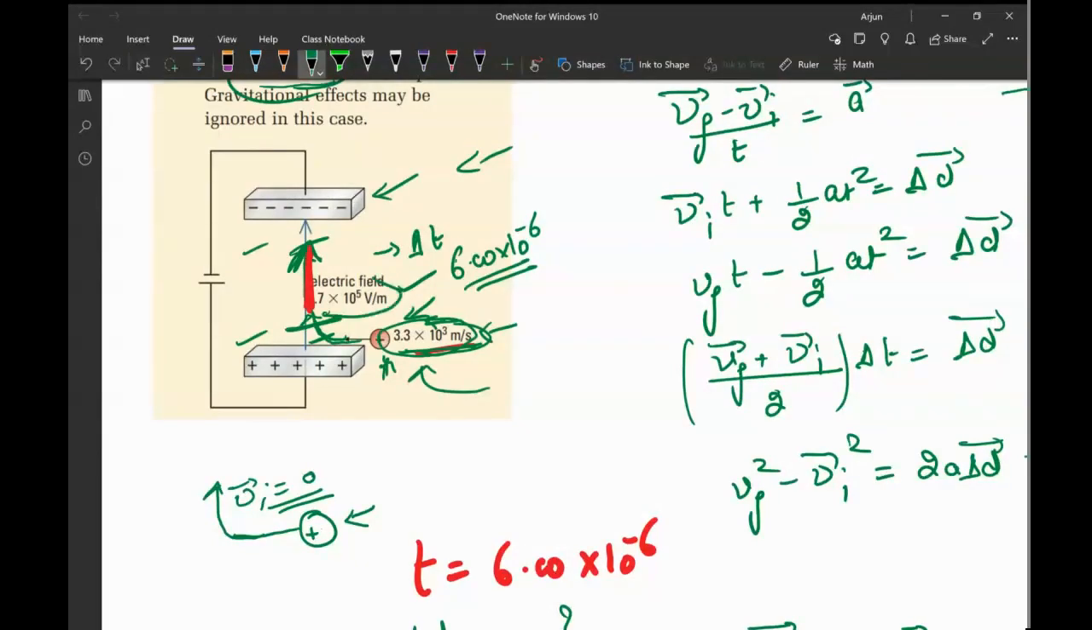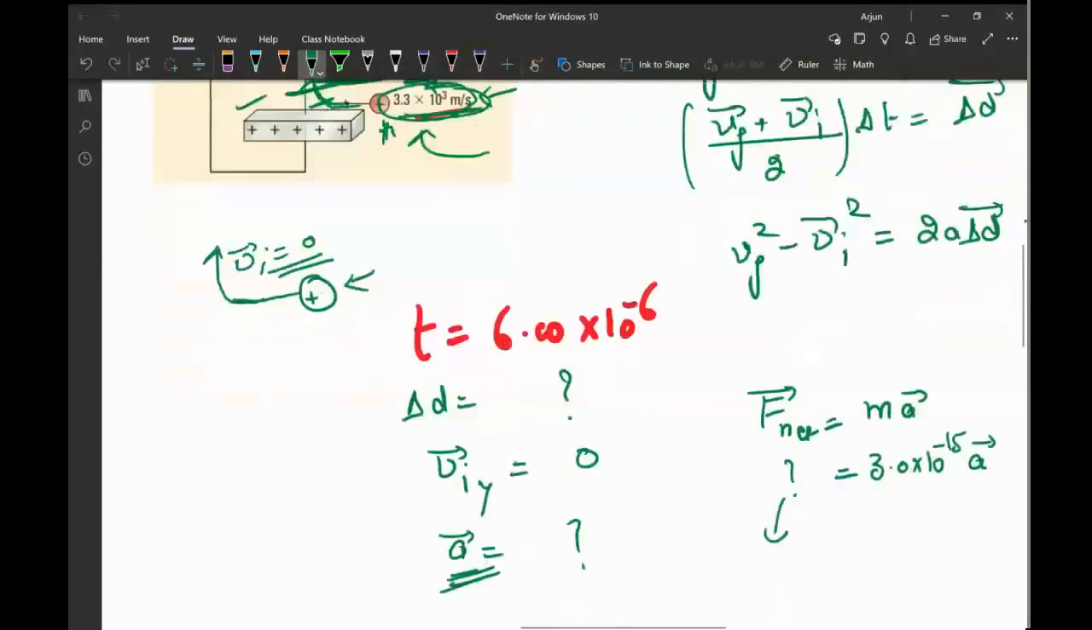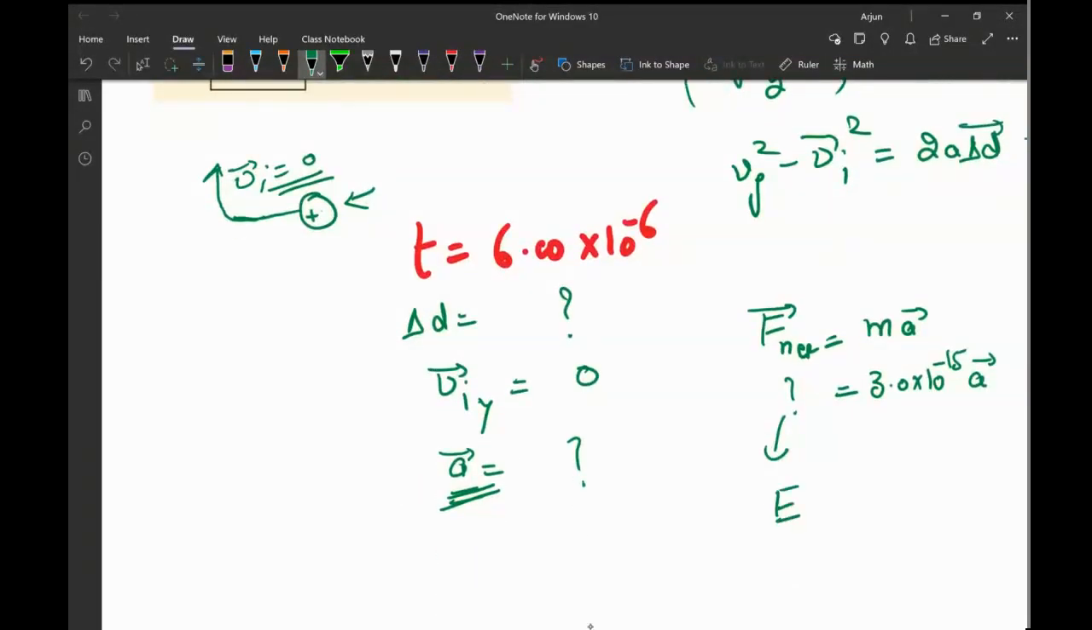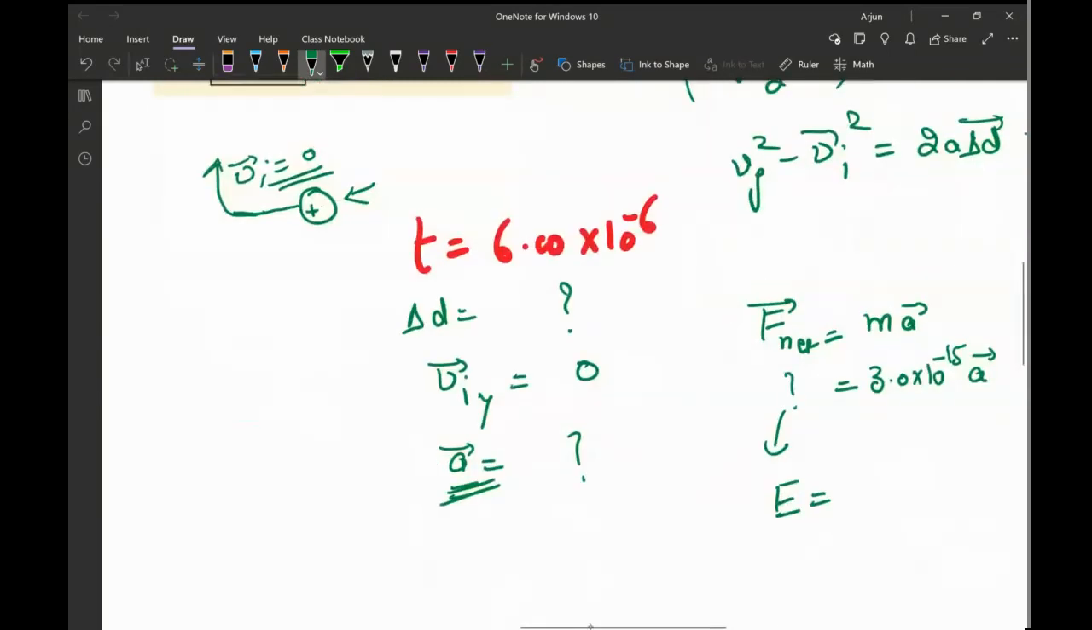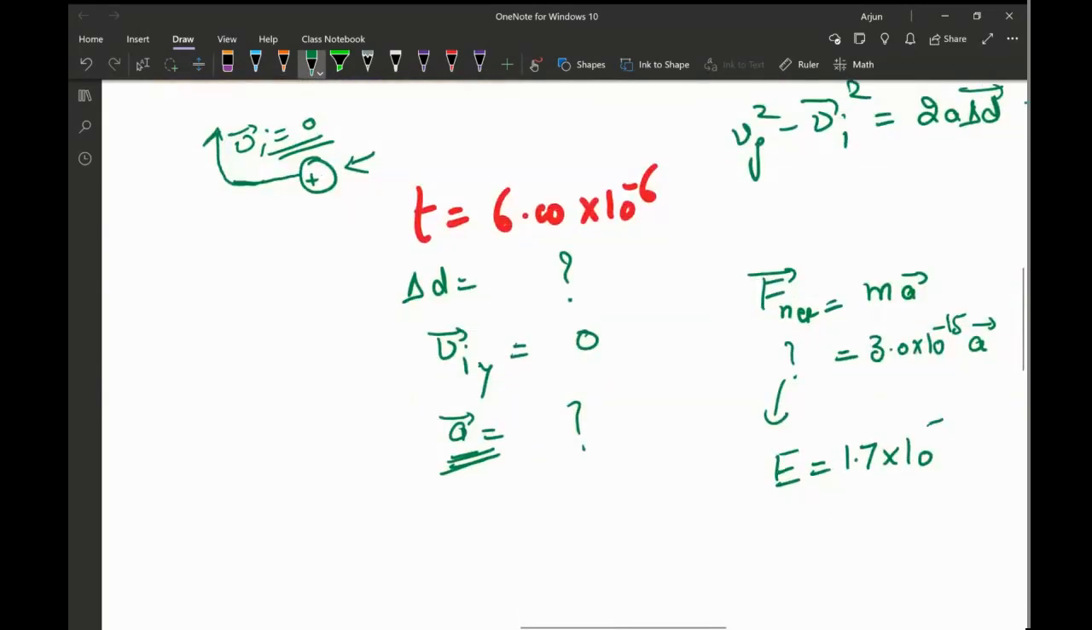So we are given the electric field. So I'll erase this. The electric field amount is 1.7 times 10 raised to power 5 volt per meter. So E value is given to me, volt per meter, that is given to me. And then, is there anything else given to me from where I can find the force?